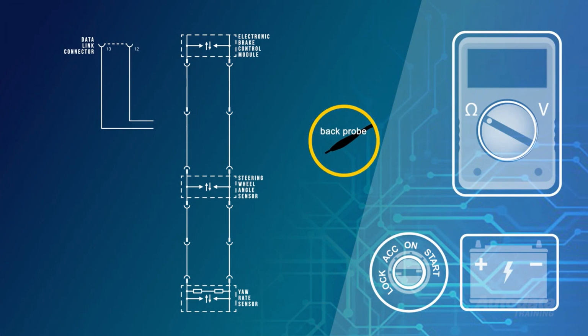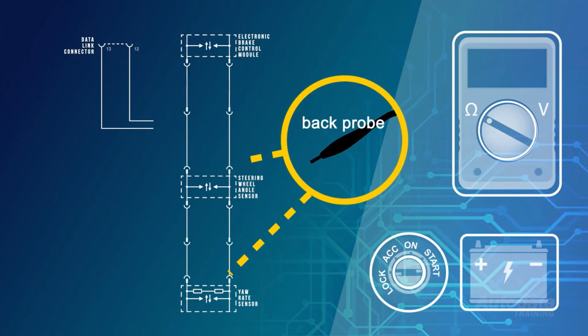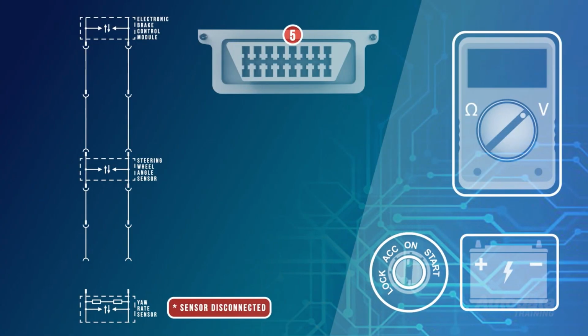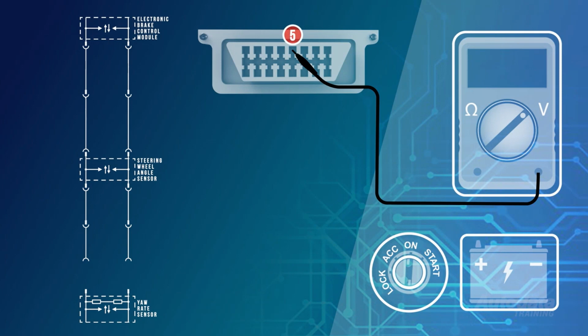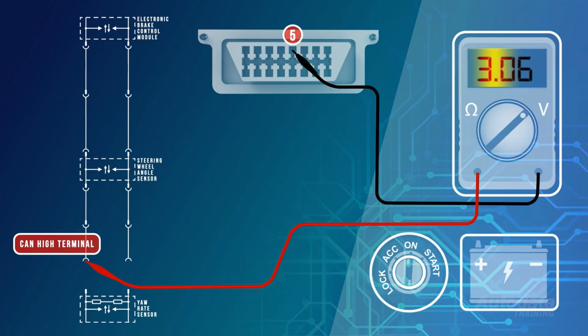Some OEMs may require us to back probe at the module to measure the total network resistance, as they may not be connected to the DLC. Turn the ignition back on and connect the black meter lead to terminal 5 of the DLC, and the red lead to the CAN high terminal in the yaw rate harness connector. Between 2.5 and 3.5 volts should be displayed.